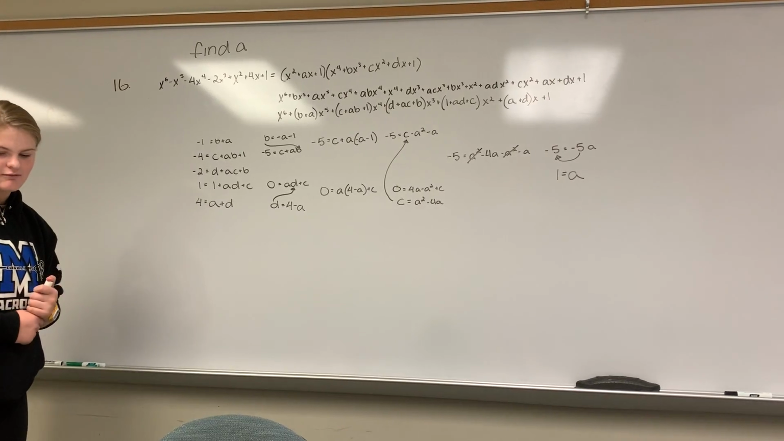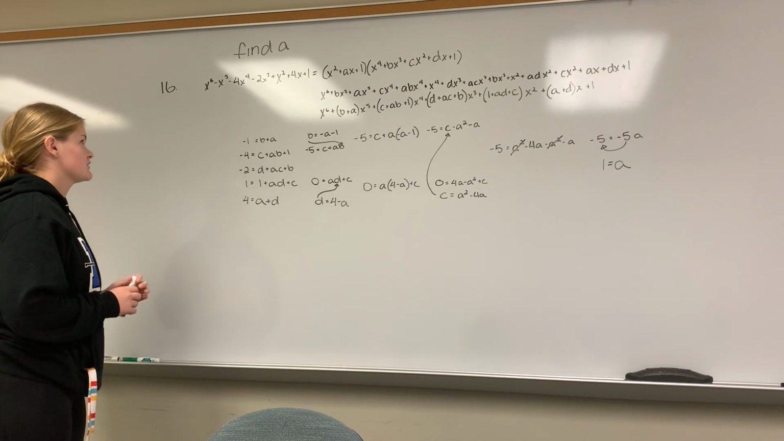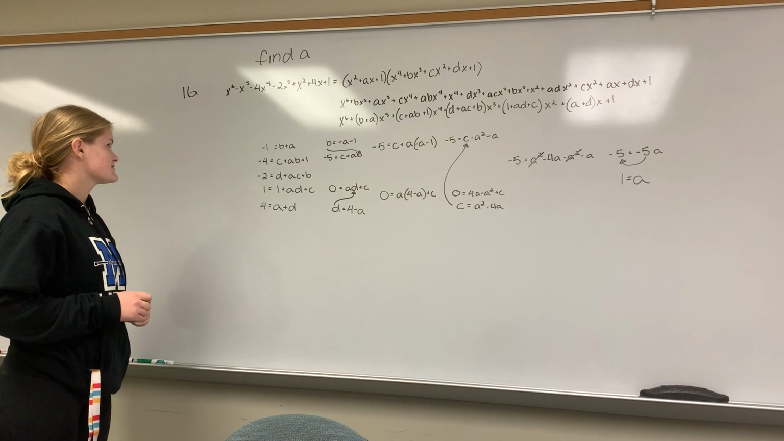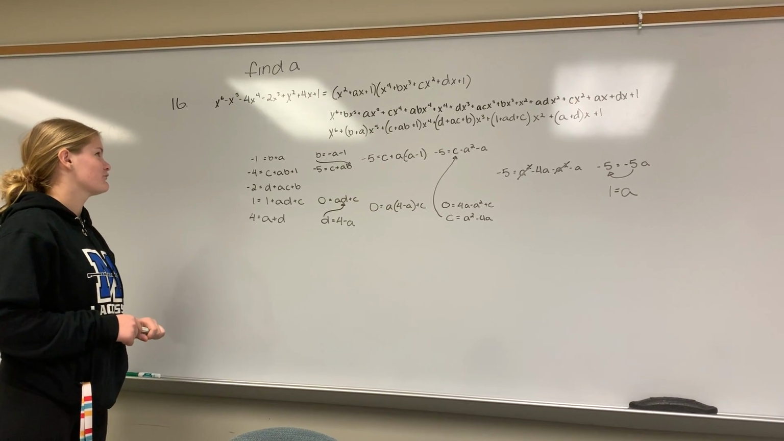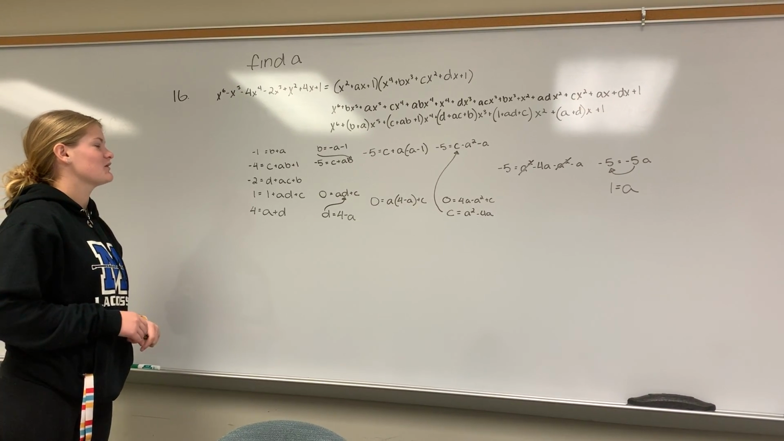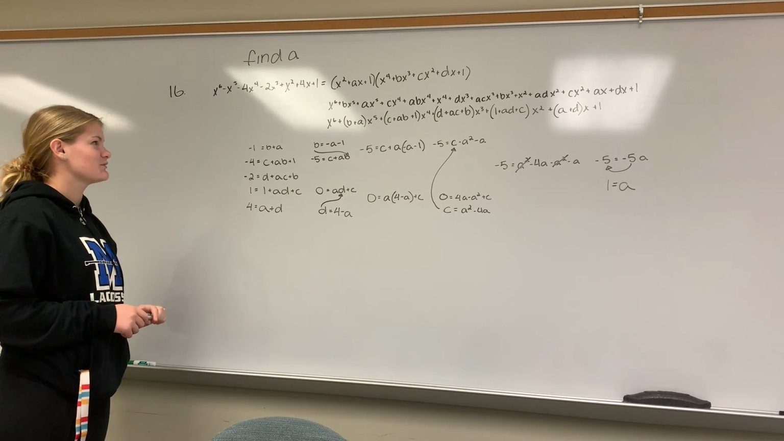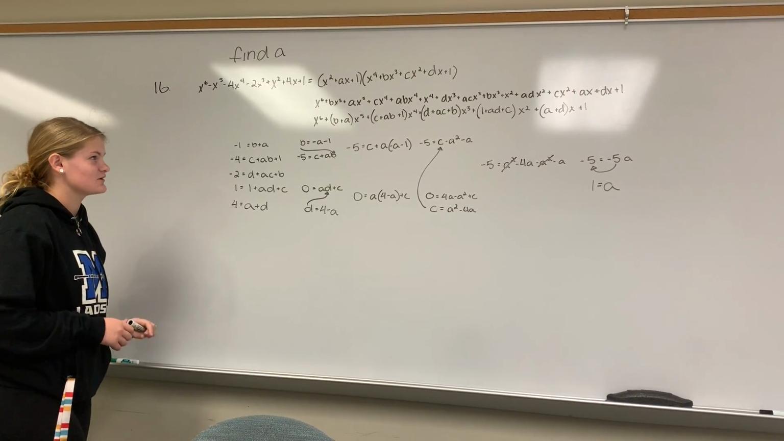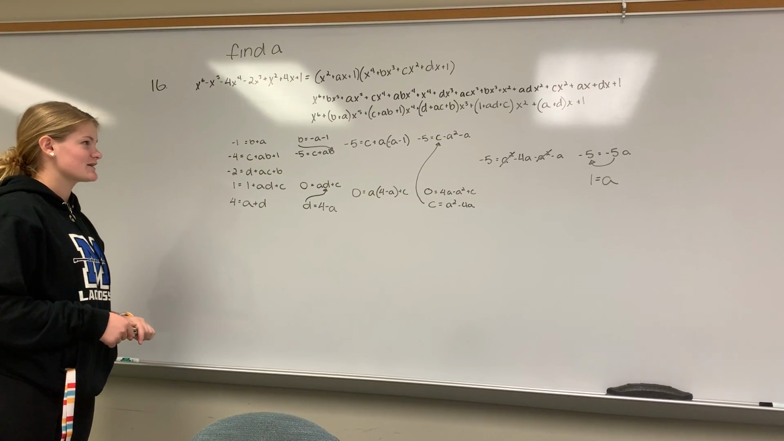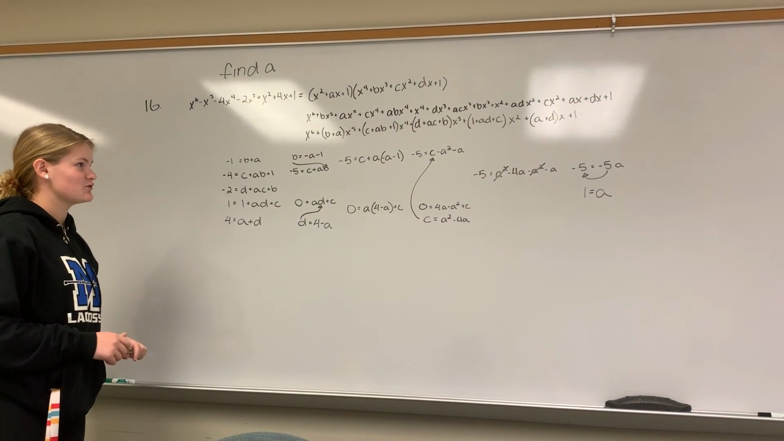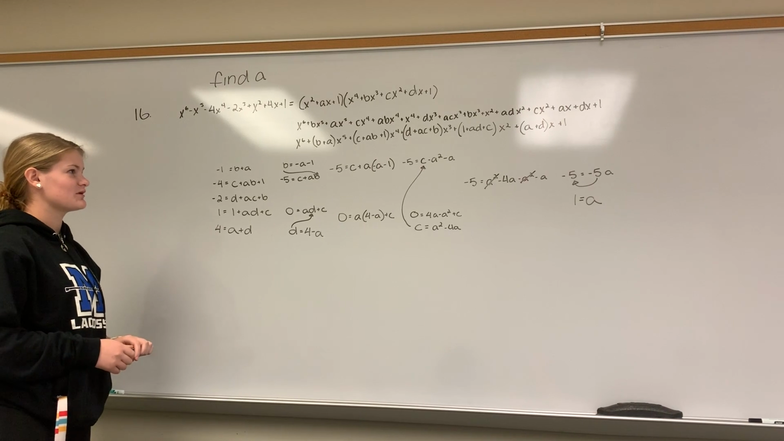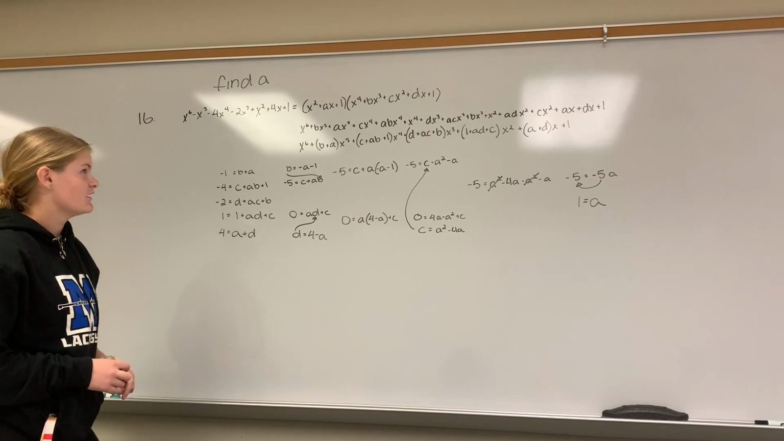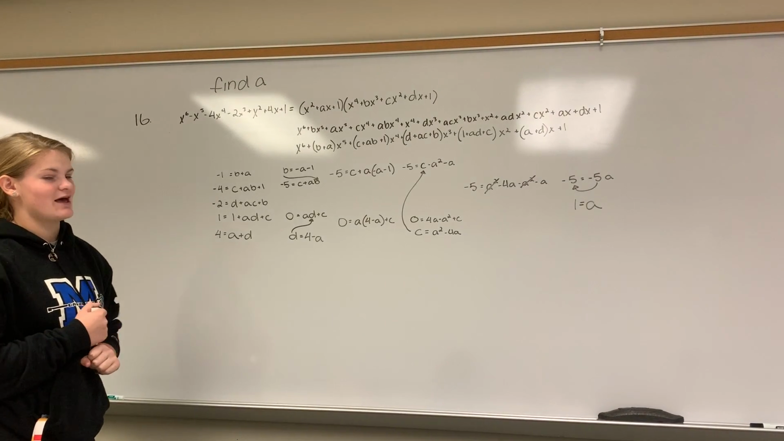So for my problem, I did number 16, which is x to the 6th minus x to the 5th minus 4x to the 4th minus 2x to the 3rd plus x squared plus 4x plus 1 equals the quantity x squared plus ax plus 1 times the quantity x to the 4th plus bx cubed plus cx squared plus dx plus 1. And you're supposed to find out what a is.